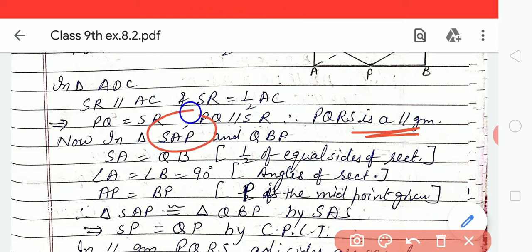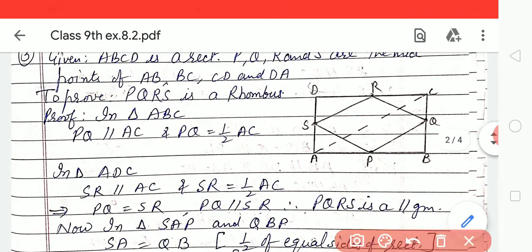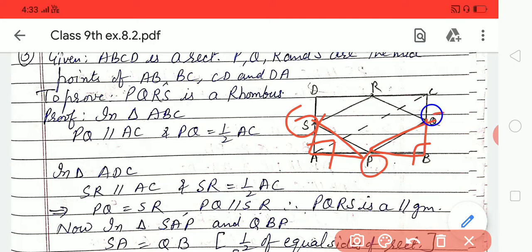Now in the triangles SAP and QBP, we need to prove them congruent. So come to SAP and QPB, right? In these two, we know that ABCD is a rectangle, so angles A and B are equal, of 90 degrees. You know that S is the midpoint, P is the midpoint, Q is the midpoint. So you can say that SA equal to QB and AP equal to PB, right?